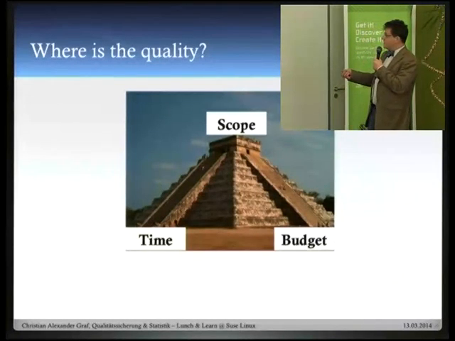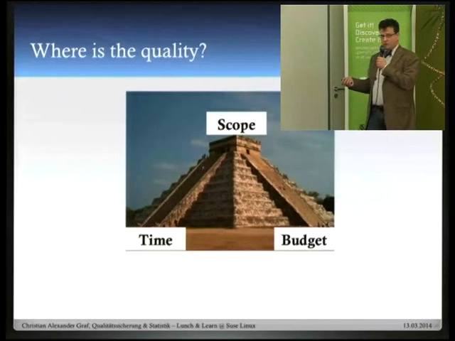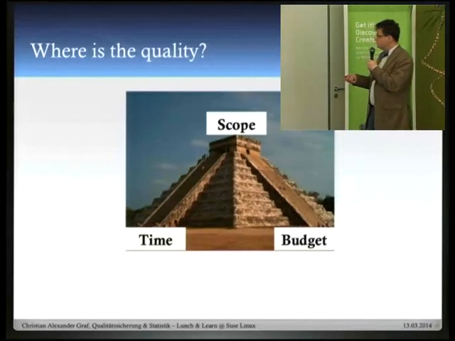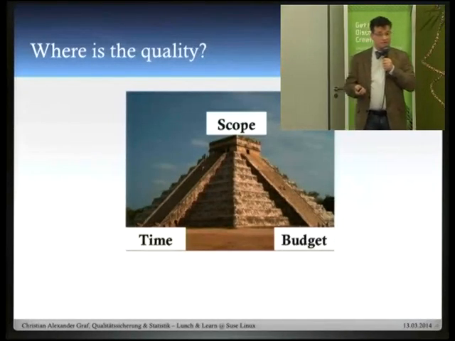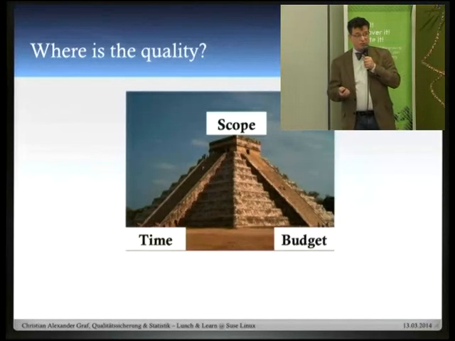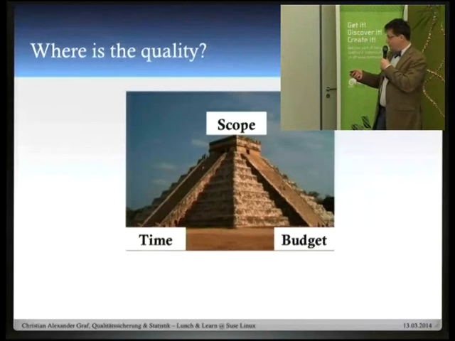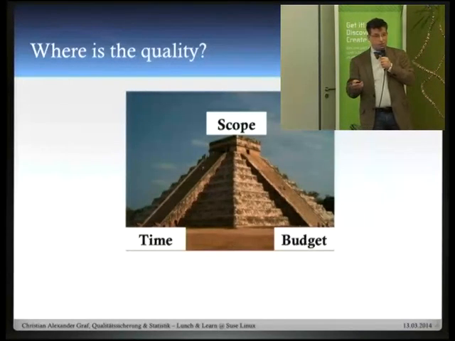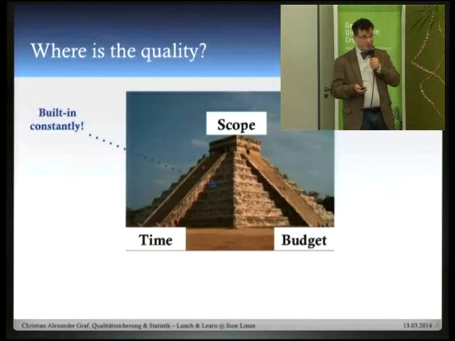The scope is how high you want to build a pyramid, with what kind of stones, what it should look like, things like that. Where's the quality? Where's the quality here? You should search for it a little bit. Well, if you do the things right, the quality is built in every step. It's constantly built in.